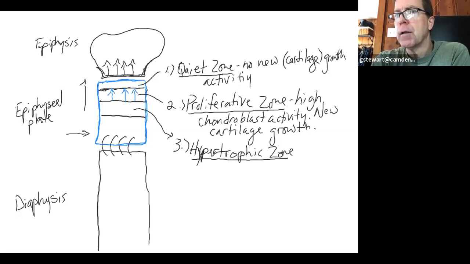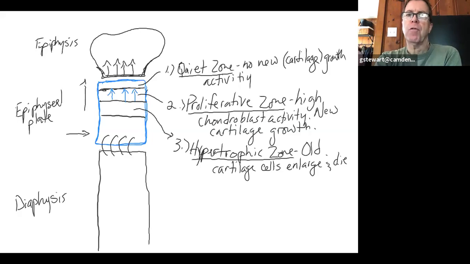This is where old cartilage cells enlarge and die. Okay, so the hypertrophic zone, so we've got new cartilage in the proliferative zone pushing upward. And then behind that zone are older cartilage cells, and what they do is they literally blow up like a balloon, and they sort of pop, they die, leaving spaces or cavities in this area. So I'm just going to draw that. So old cartilage cells enlarge and die in zone 3.